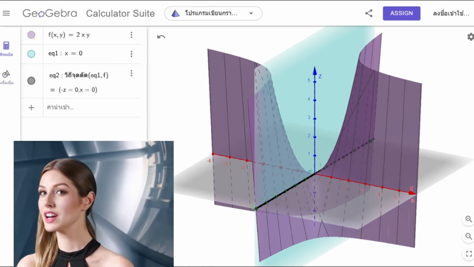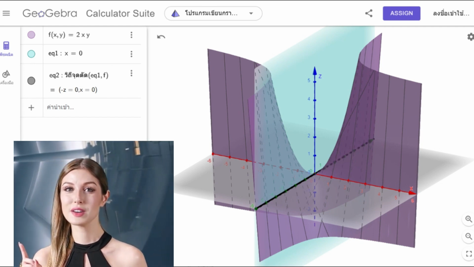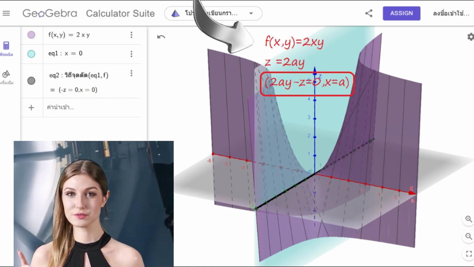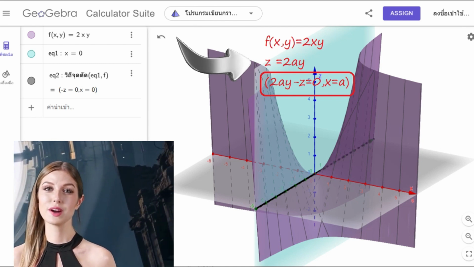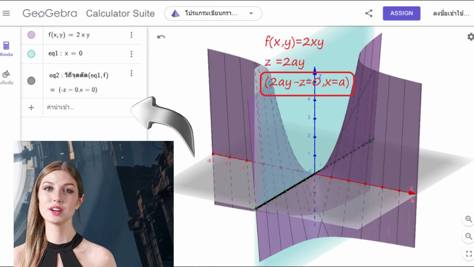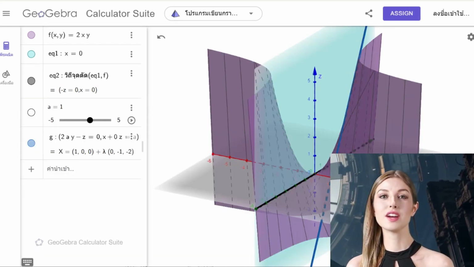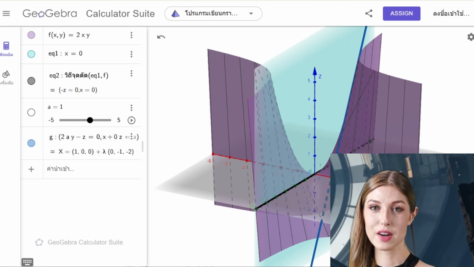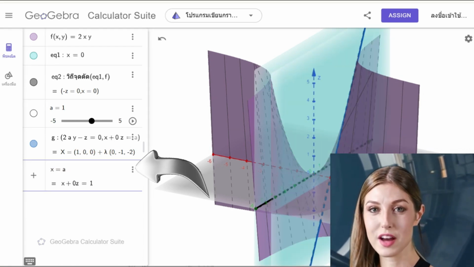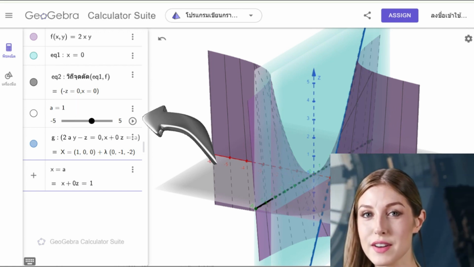We can create an intersection curve line at x equal to any constant a. From the function, we replace the function with z and replace x by a, and rearrange the equation. Add the plane equation and write the equation in the input box. In order to see the intersecting plane, we also write the equation x equal to a in the input box. Close the plane x equal to 0 and then click the play button.